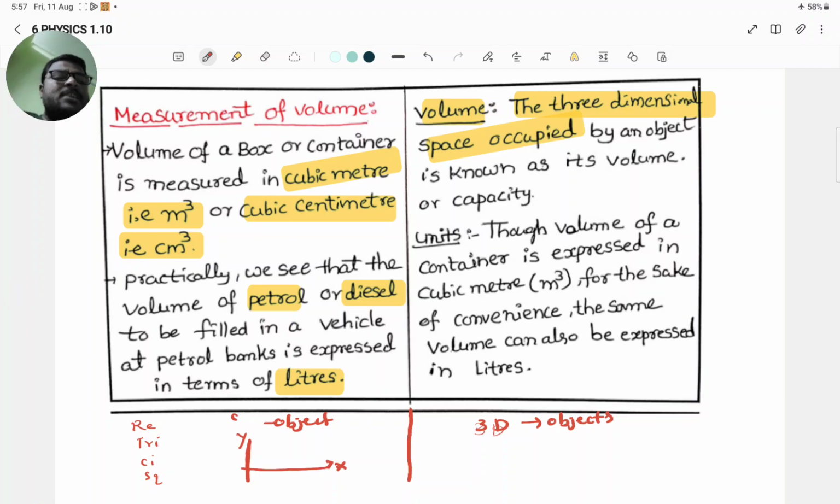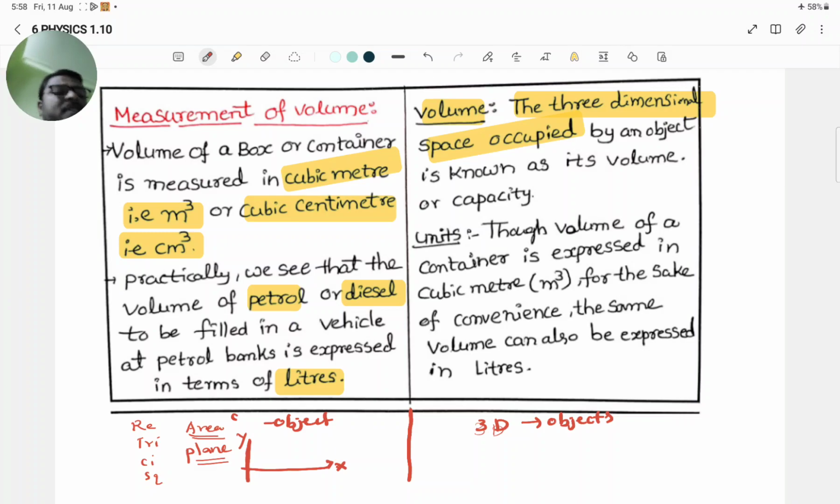In two-dimensional shapes we explain area. In two-dimensional we explain what? Area. The term area is used in two-dimensional. A two-dimensional plane exists.